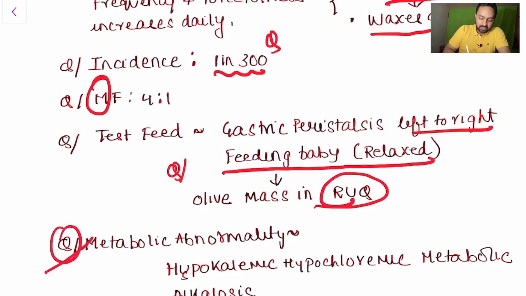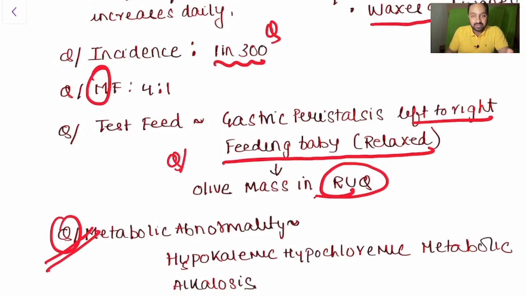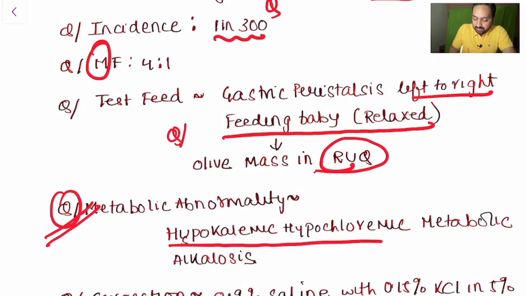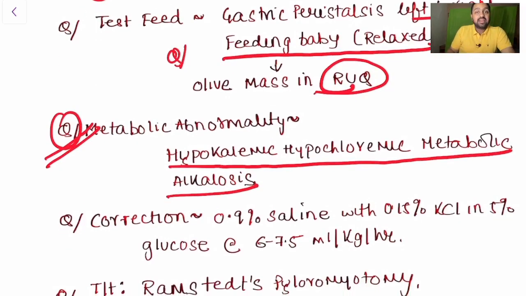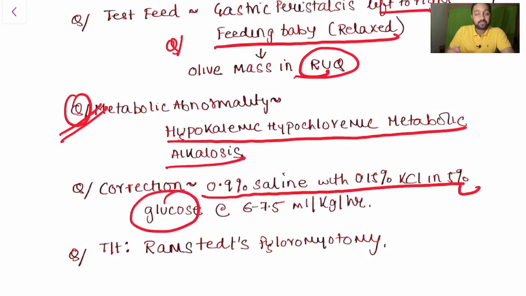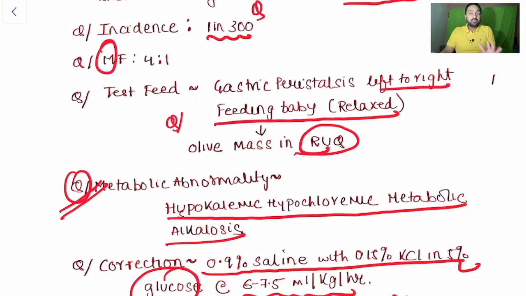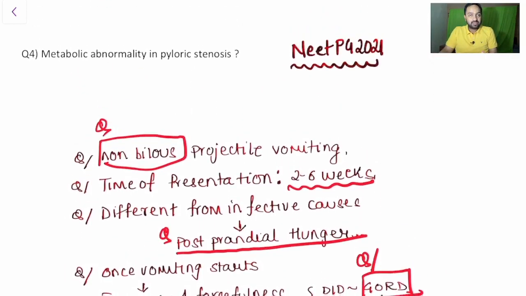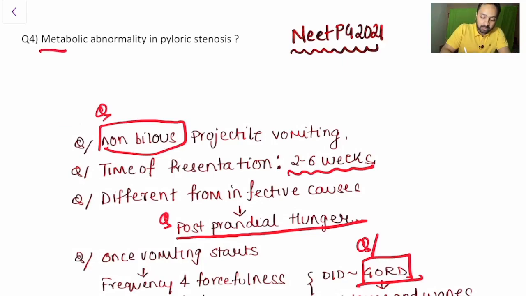So these are some of the classical features that you can see in your pyloric stenosis. And regarding your metabolic abnormality, which has been asked multiple times, it is a hypokalemic hypochloremic metabolic alkalosis, right? And your correction would include your 0.9% saline with 0.15% KCl in 5% glucose, right, at 6 to 7.5 ml per kg per hour. And your operative treatment would include your Ramstedt's pyloromyotomy. So these are your few important points with respect to pyloric stenosis. Most importantly, your metabolic abnormality, which is your hypokalemic hypochloremic metabolic alkalosis.